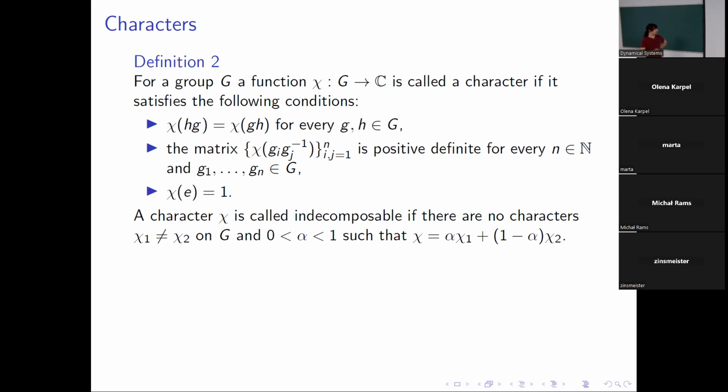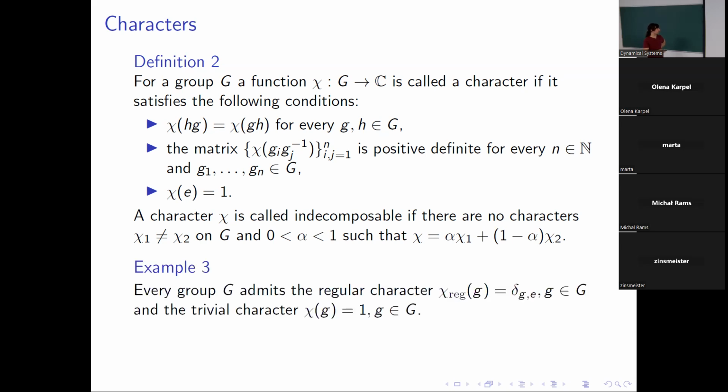A character chi is called indecomposable if this condition is satisfied, which basically means that chi is an extreme point in the convex set of characters. Please note that a convex combination of characters is again a character, and extreme points in this set are indecomposable characters. Basic example: every group G admits two simple characters, namely the regular character, which is supported on the unit element of the group, so chi(e) is equal to 1 and 0 everywhere else, and the trivial character equal to 1 at each element of the group G. It's easy to see that they are indeed characters.